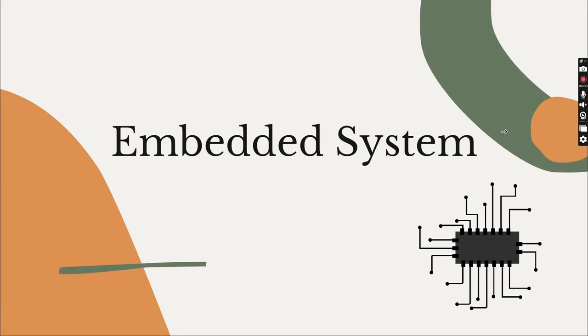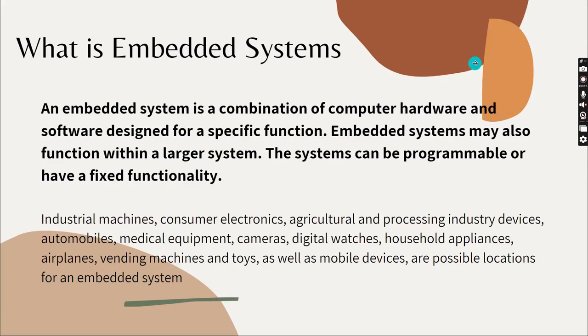So now let me move to our next topic, which is embedded systems. So what is an embedded system? Basically, an embedded system is a device which is a combination of software and hardware and is used to perform a specific task. An embedded system is a combination of computer hardware and software designed for a specific function. It is also a function within a larger system. The system can be programmable or have fixed functionality.